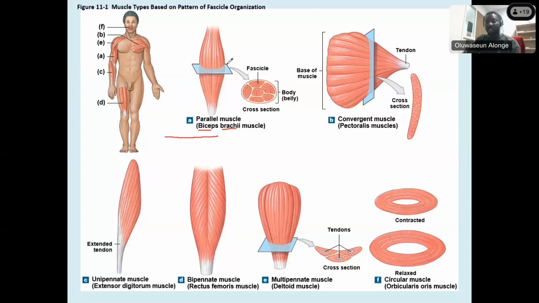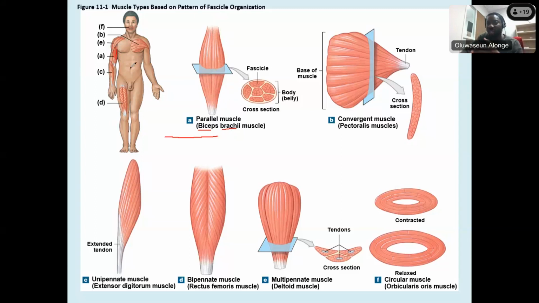All right. Now, if you look at this, you have the biceps brachii muscles, and if you look at the arrangement, that's the muscle here. You see that the arrangement is parallel. It's just parallel to each other. So we call it parallel muscle. And if you see the muscle here, you see that they are just parallelly arranged. So that's the first arrangement.